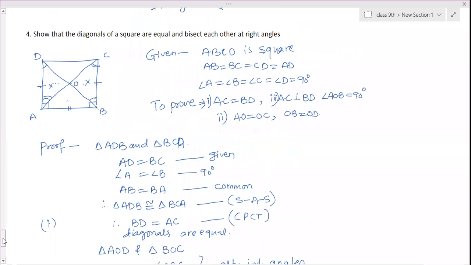And for the third part, adjacent triangles AOD and AOB. In this triangle and this triangle, AD and AB are equal. OA is common, and just now we have proved OD is equal to OB. So by SSS criteria, these two triangles are congruent. Therefore, this angle is equal to this angle. These two angles form a linear pair. So therefore, each angle will be 90 degrees.